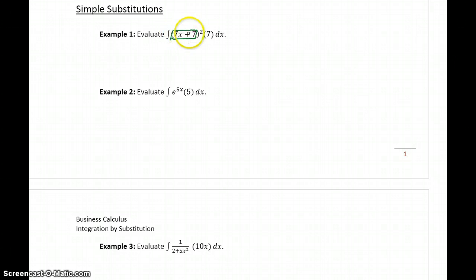So what we're looking for in each example is, again, that interior function. So in this case, we want to let u equal 7x plus 7. Then what we want to do is consider the derivative of that statement. So du over dx should equal the derivative of 7x plus 7, which in this case is going to be 7. Multiplying the dx over to the other side will give us du equals 7 dx.